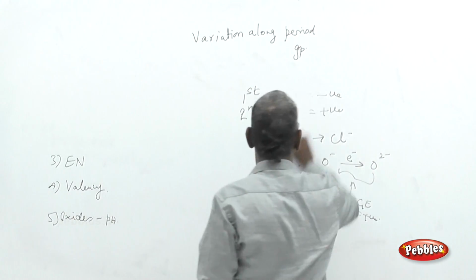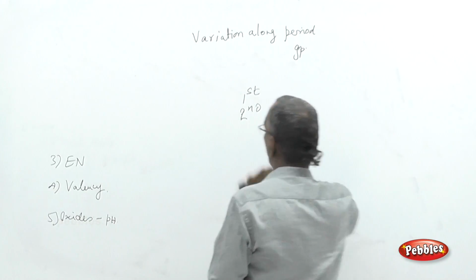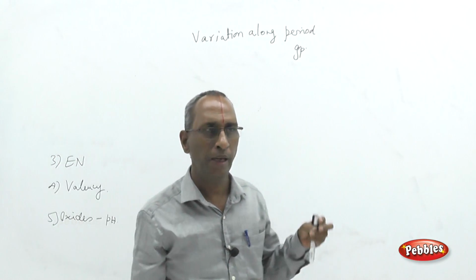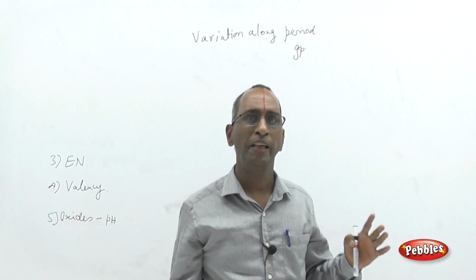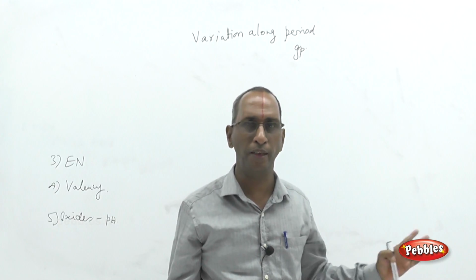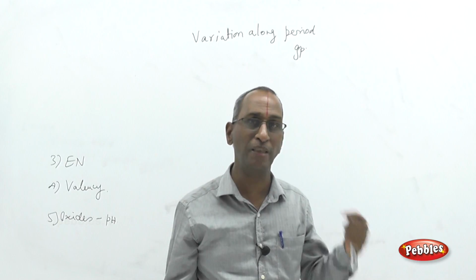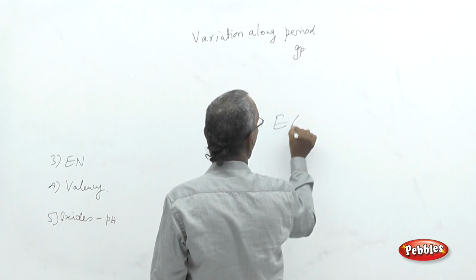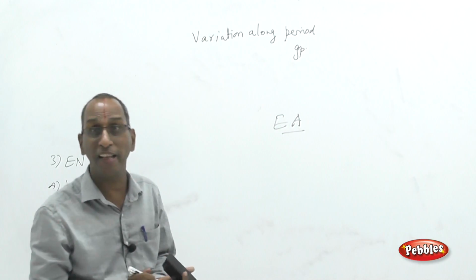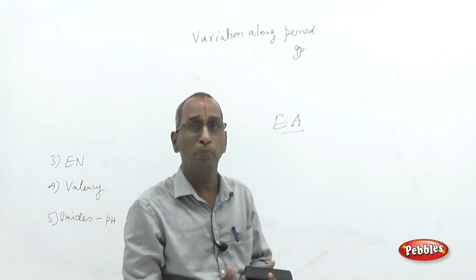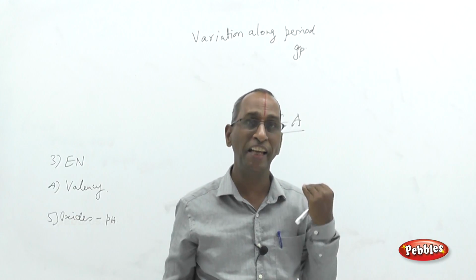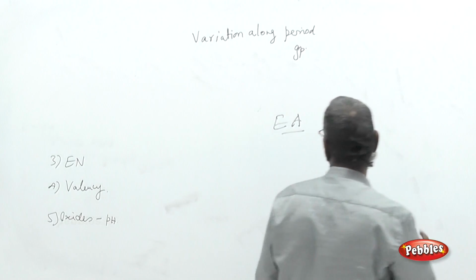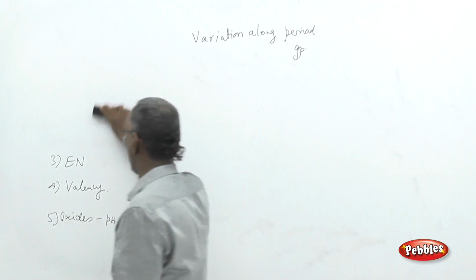So electron gain enthalpy, we cannot strictly adapt for period or group variation. In general, electron gain enthalpy decreases along the group and increases along the period, because for halogens, chlorine's electron affinity is maximum from left to right. Electron gain enthalpy or electron affinity both mean the same. Affinity towards the electron increases along the period and decreases along the group. So this is what is meant by electron gain enthalpy or electron affinity.